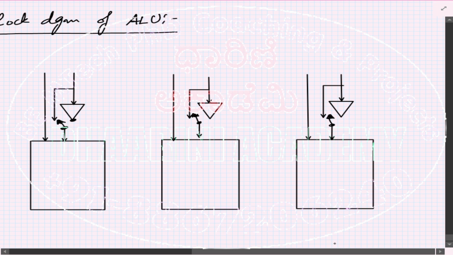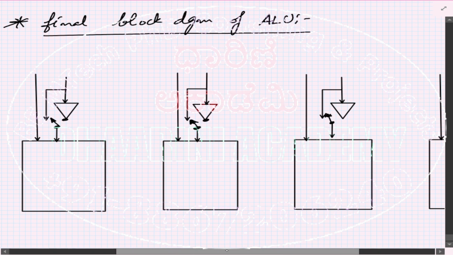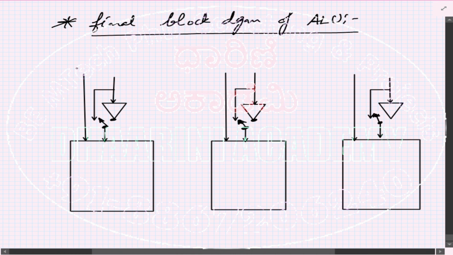Okay, now let's give the name to these signals. So this is the highest value. So this is A3, B3. But if you connect to this, you get B3 complement. Similarly, this is A2, B2. B2 will come as it is on the left side, but here it should be B2 complement.